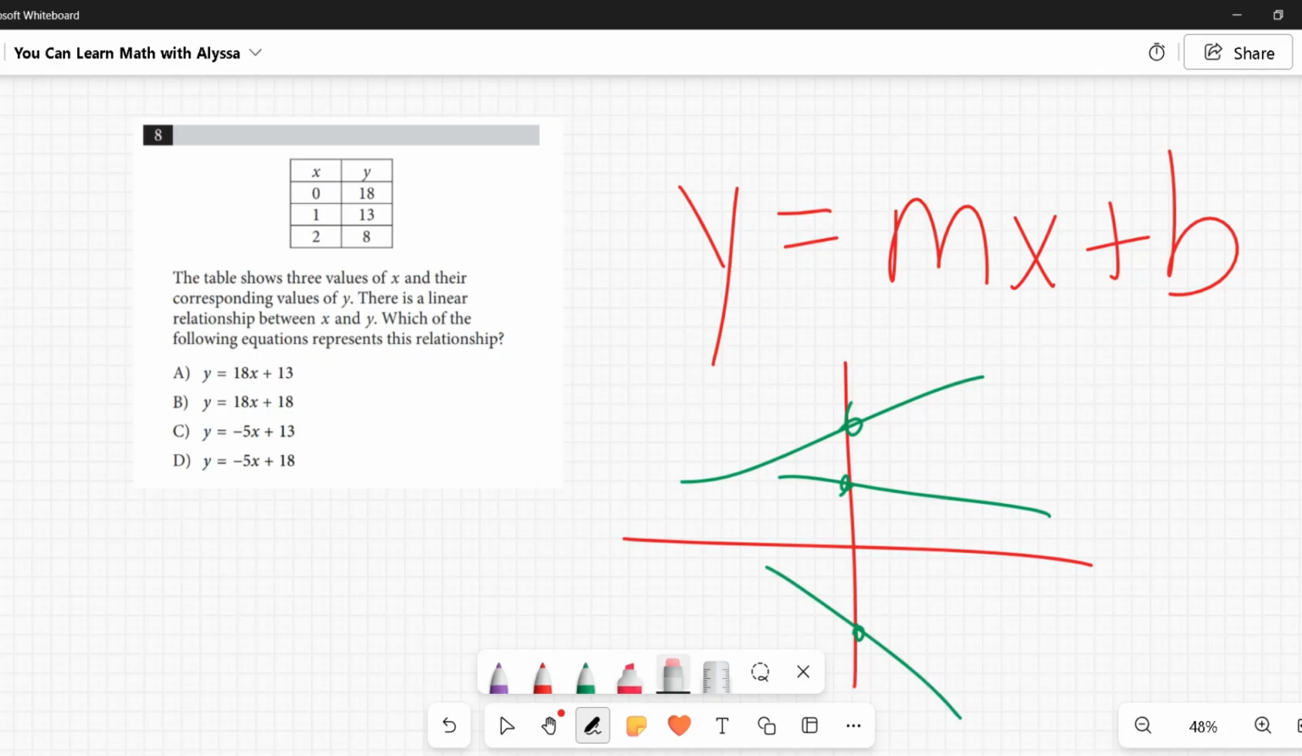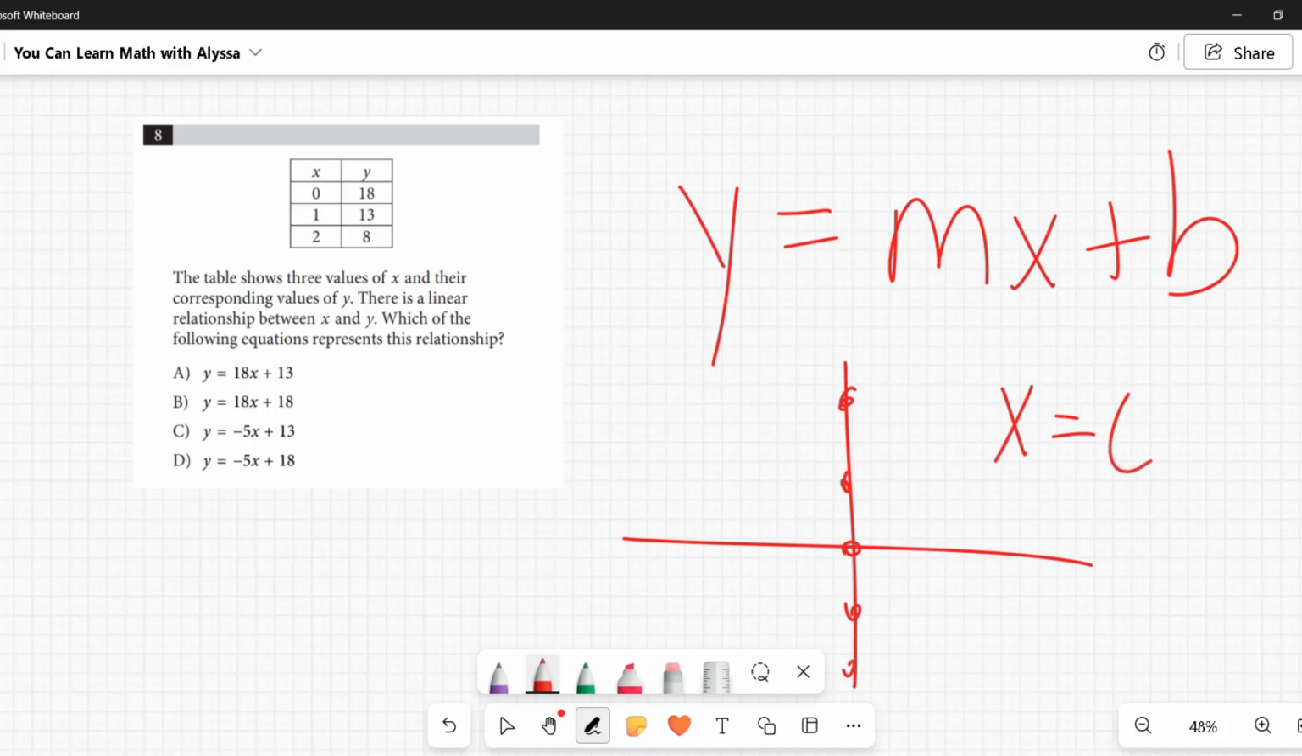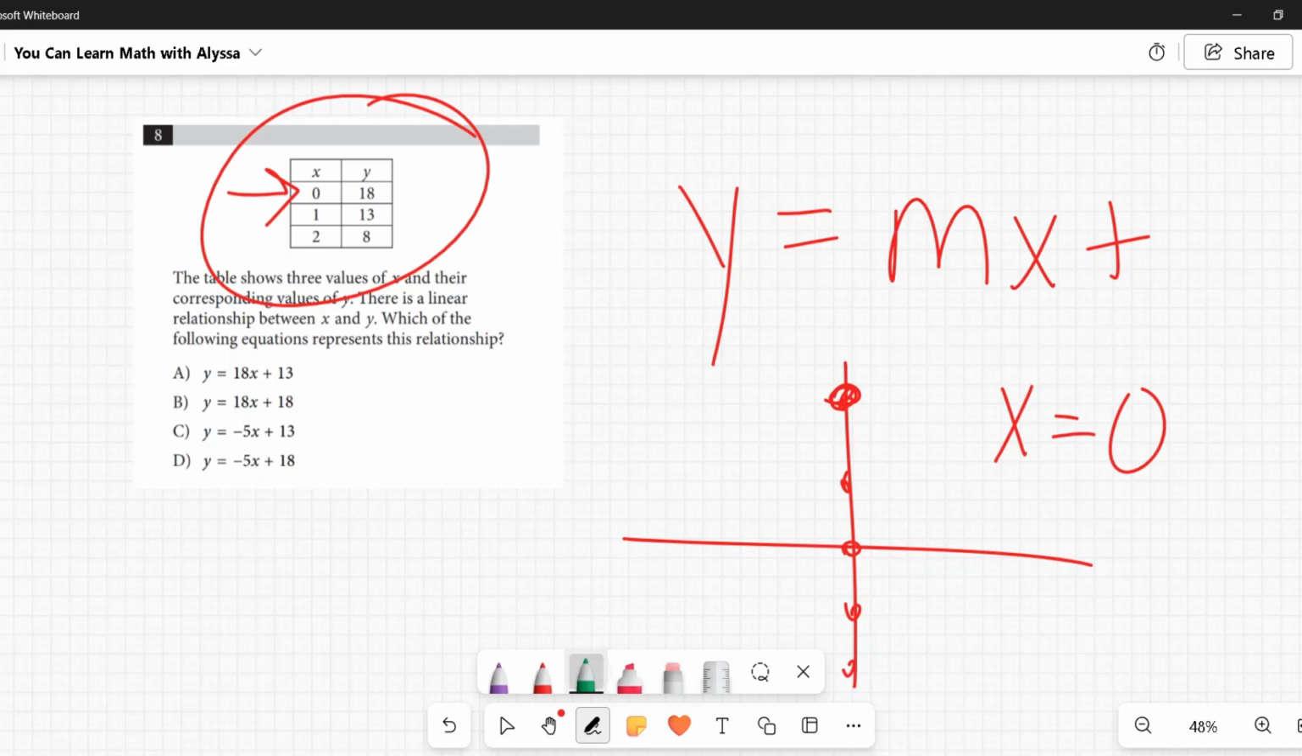If we're talking about the y-intercept visually, it's just going to be where a line crosses the y-axis. If we're looking at the numbers, any point that's on the y-axis, that x value is going to be 0. So let's look at our chart over here, and sure enough, there is one where the x value is 0. So when x is 0, y is 18. That means it's going up near here somewhere, not drawn to scale, but that's going to be my y-intercept, 18. So I can get rid of that b and replace it with 18.